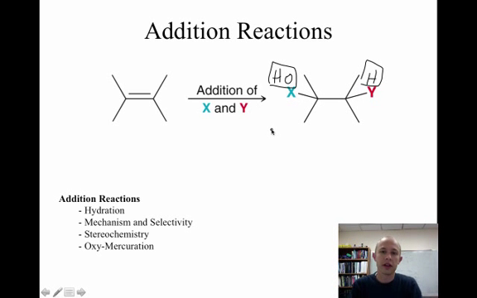There's three different ways we can perform this reaction. We'll talk about all three and why you might want to use one way or another.